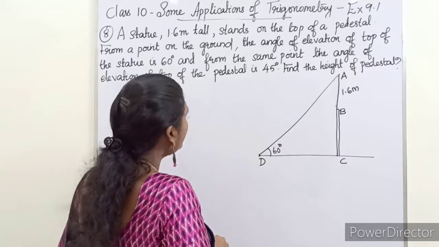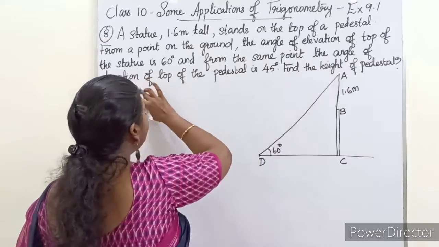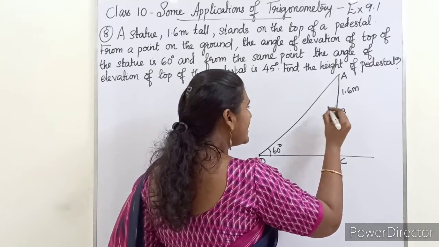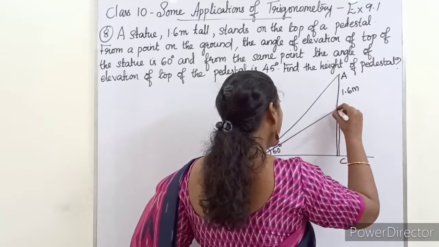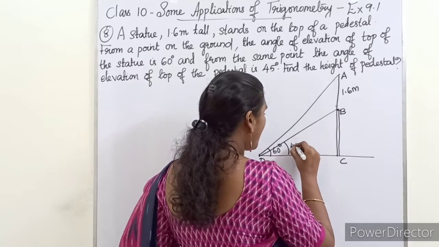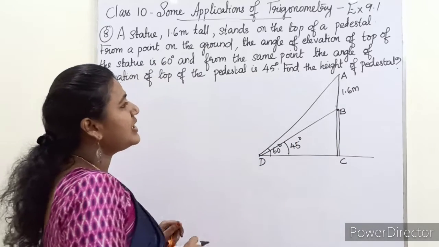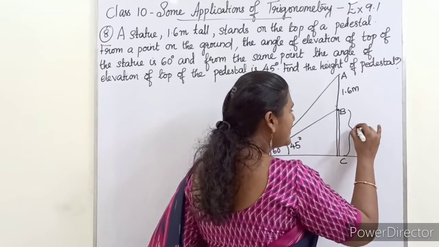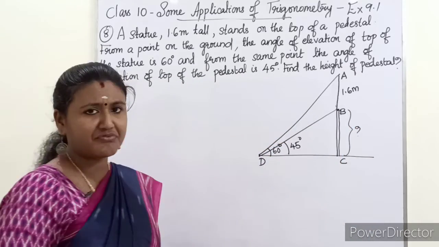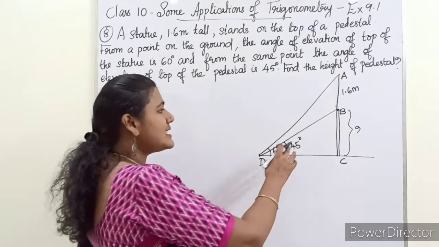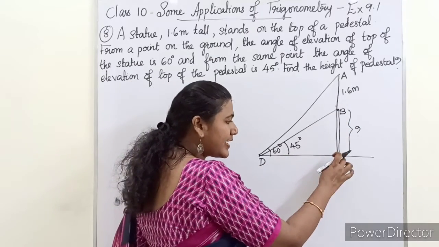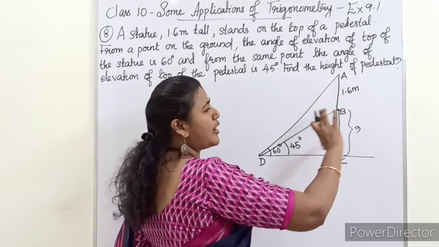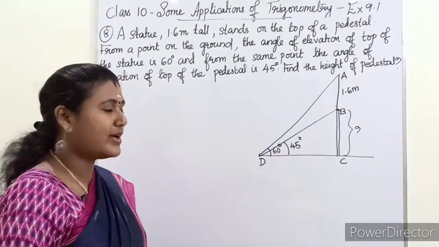and from the same point the angle of elevation of the top of the pedestal. So top of the pedestal means this point B. So here the angle of elevation is 45 degree. Then we have to find the height of the pedestal. Height of the pedestal means BC value we have to find. Okay, so this is our diagram. So we have to find BC. AB is the statue, BC is the pedestal. We have to find the height of the pedestal.